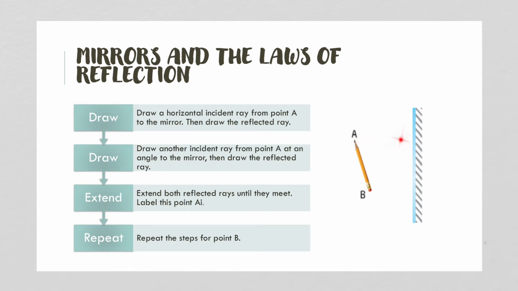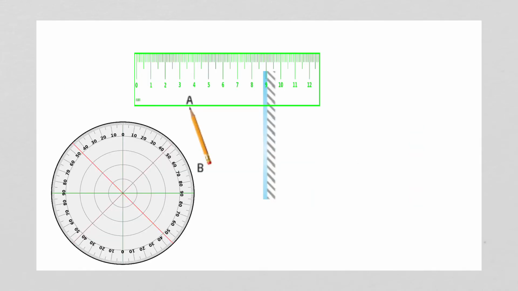So we would extend this horizontal line over, and then the one that bounced off, so we extend that. Wherever that meets, that's where your point A is on the other side of the mirror, or behind the mirror. And then you'll do the same thing for point B. So now we're going to find our image using those rules.